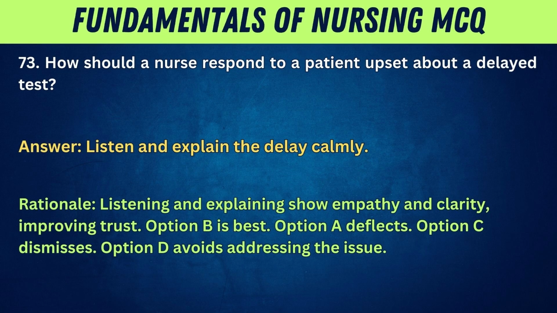Answer: listen and explain the delay calmly. Rationale: listening and explaining show empathy and clarity, improving trust. Option B is best. Option A deflects. Option C dismisses. Option D avoids addressing the issue.